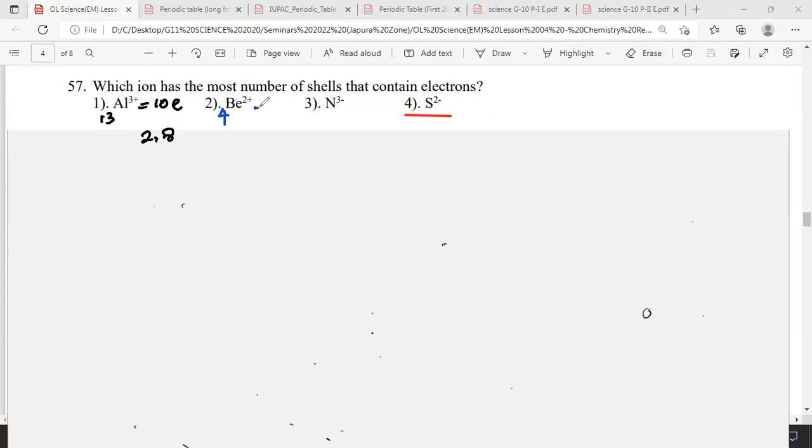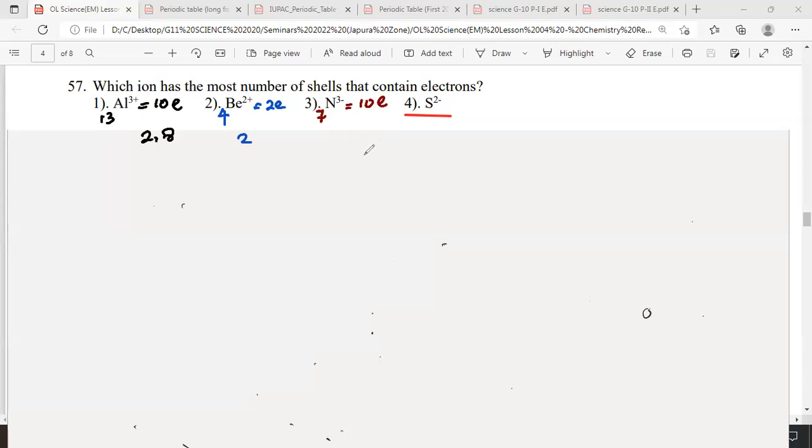But here it is 2 plus, therefore only 2 electrons. So this configuration is just 2. Then nitrogen. Look at nitrogen, atomic number is 7. If you don't know the atomic number, that is the end of this question. But not 7 electrons. 7 becomes how many electrons? 10 electrons because of 3 minus. 3 minus means 10 electrons added.